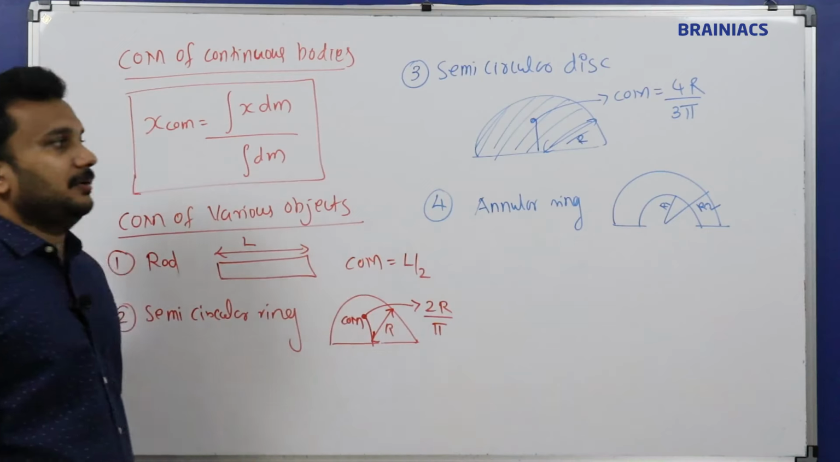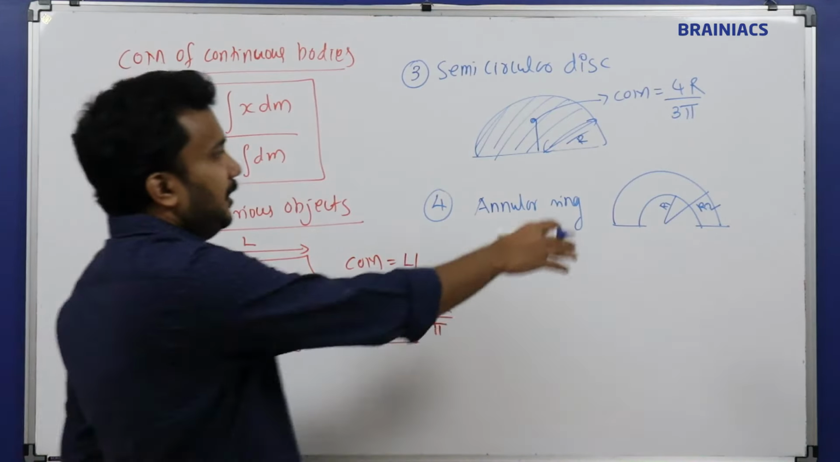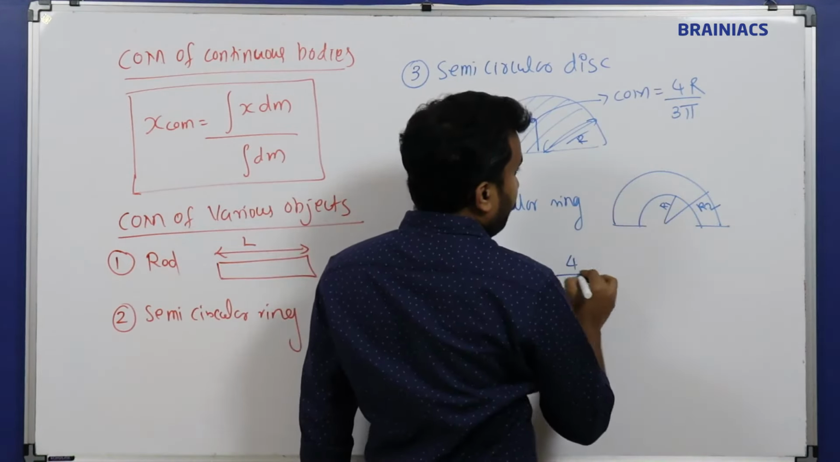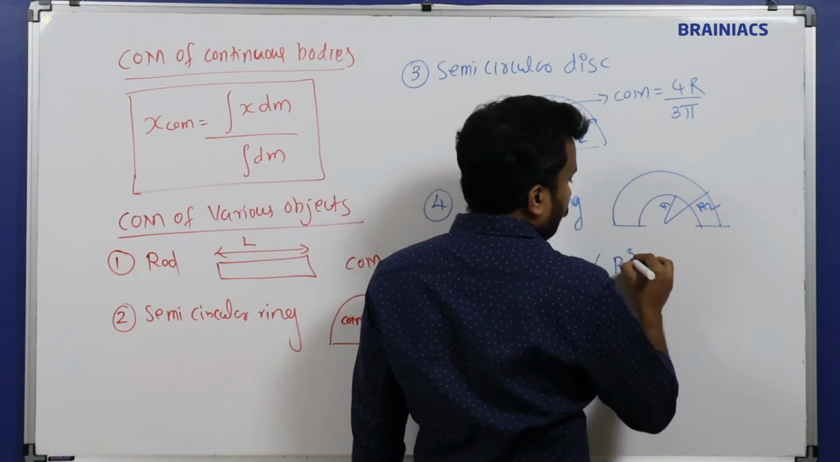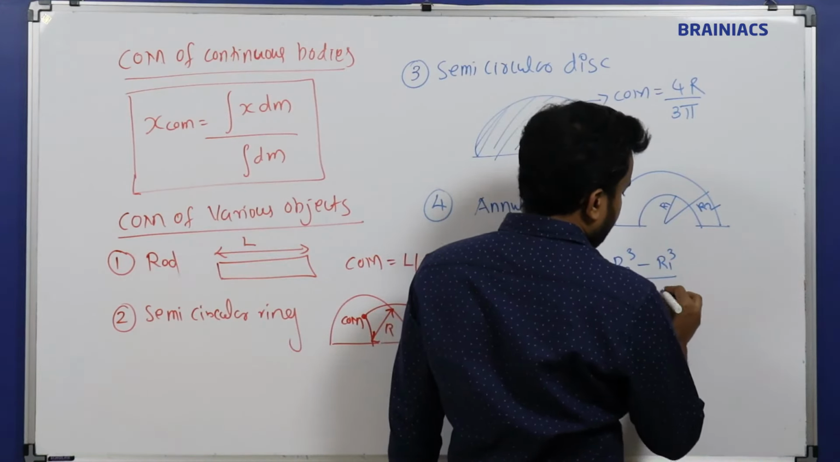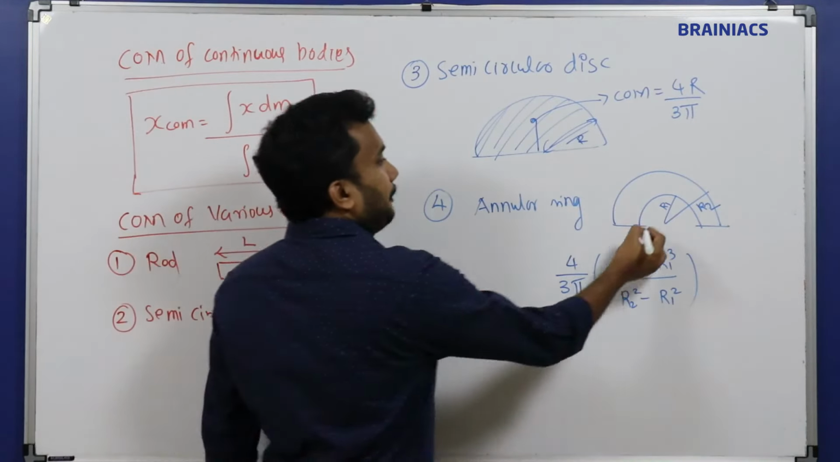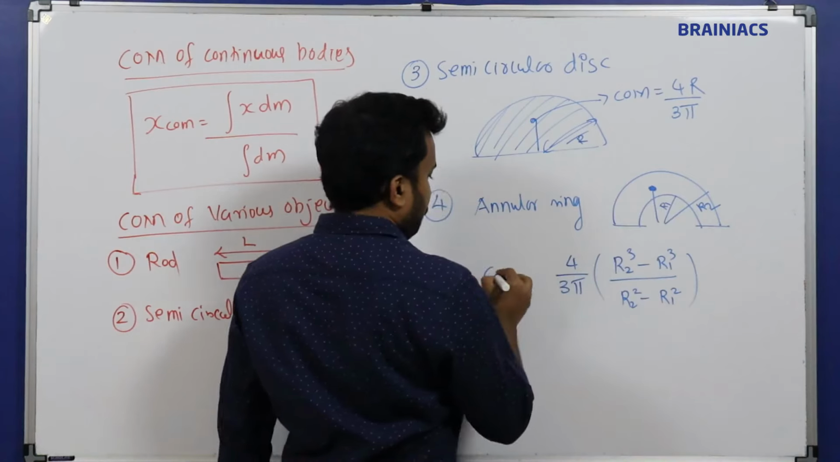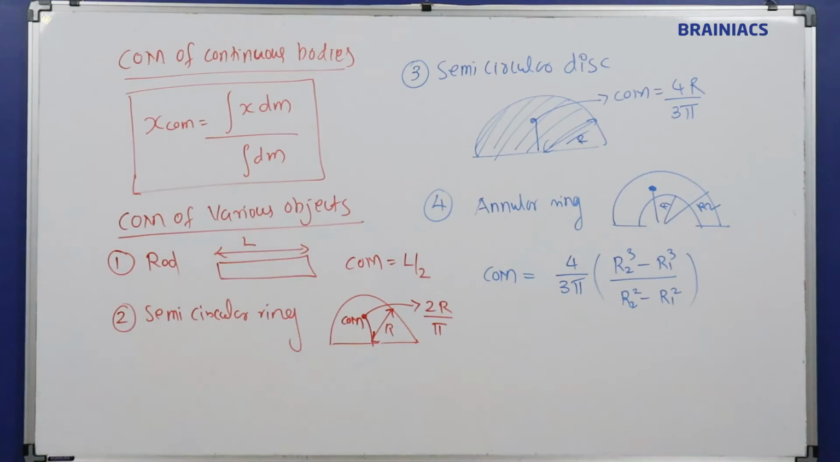So it is an annular ring, two rings. So in an annular ring we have two things here. Then a formula, very similar to this one. 4 by 3 pi common, then R2 cube minus R1 cube divided by R2 square minus R1 square. So please remember this one. It's hard to remember, I know, but we have to remember. No other way for this one.